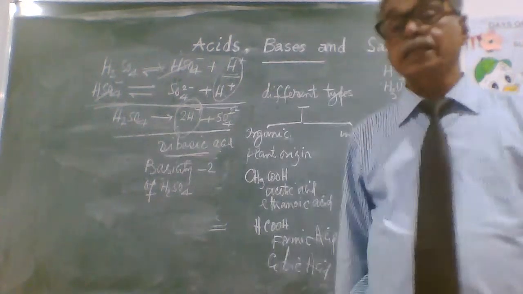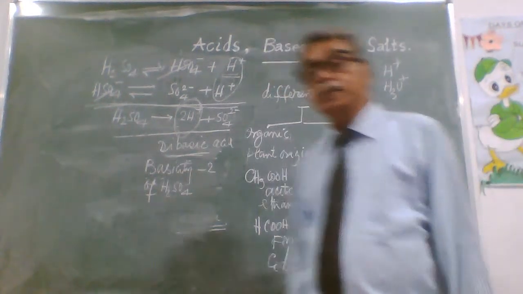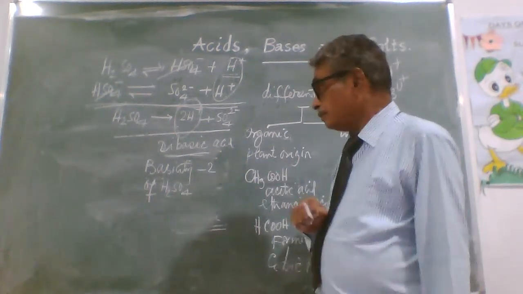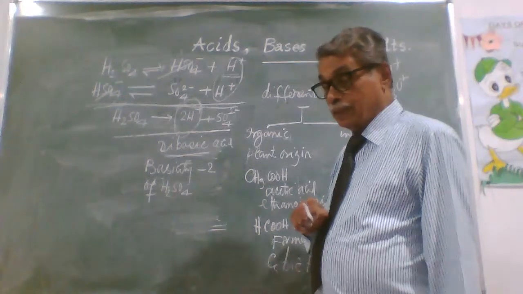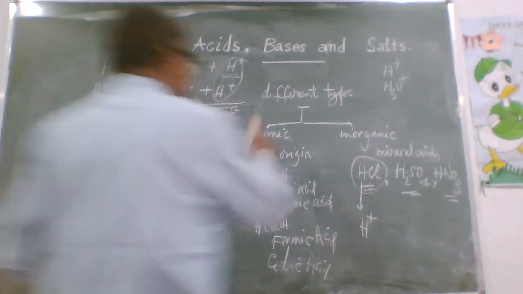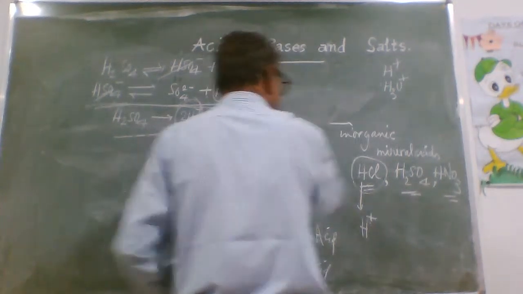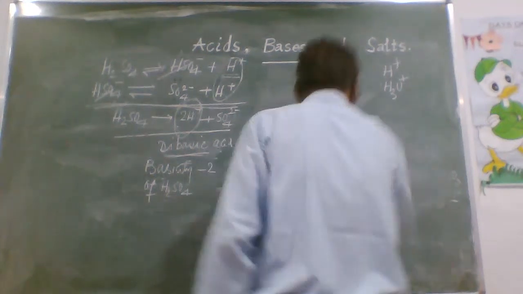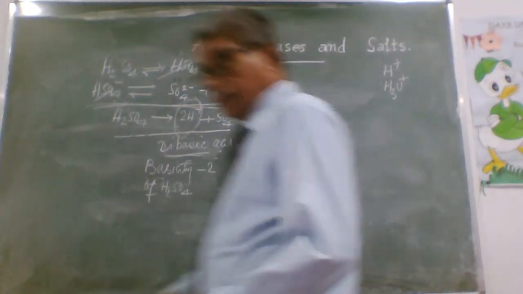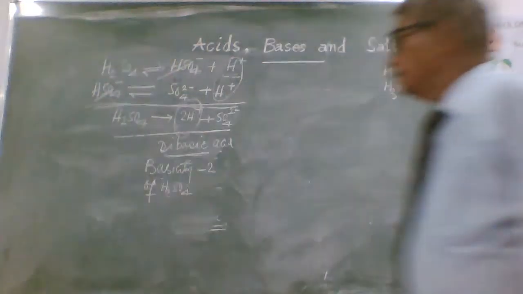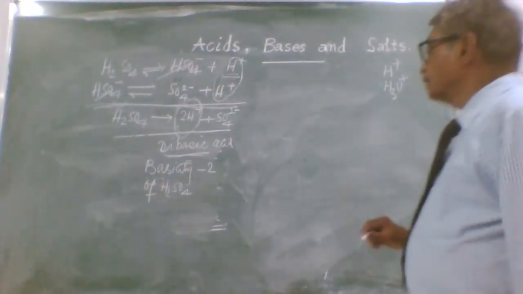Basicity of hydrochloric acid is 1, you have learned. Now basicity of sulfuric acid is 2. Please note down. You got it? I'll retain it for some time.